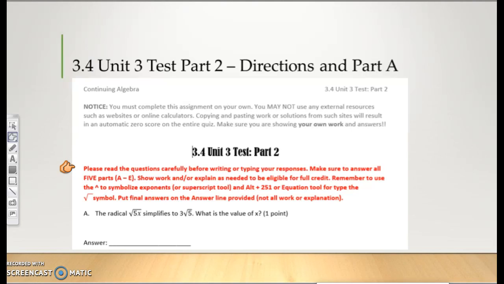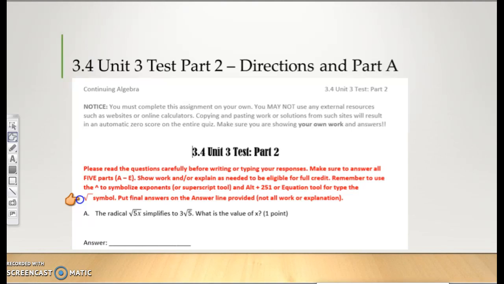All right. Please read the questions carefully before writing or typing your responses. Make sure to answer all 5 parts, A through E. Show work and/or explain as needed to be eligible for full credit. Remember to use the caret symbol to symbolize exponents, or you can use the superscript tool. It's under your font. And use Alt plus 251, or the equation tool, for typing the radical symbol.